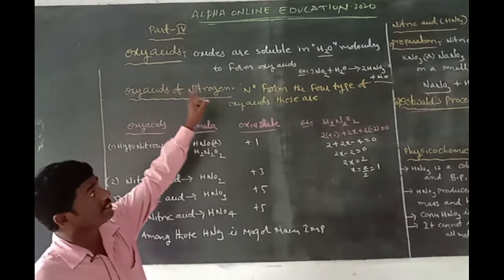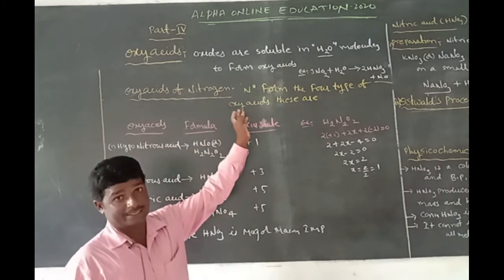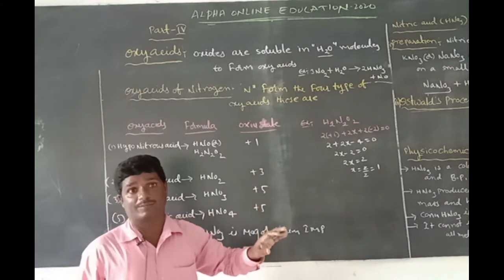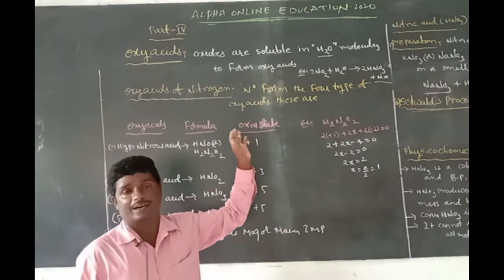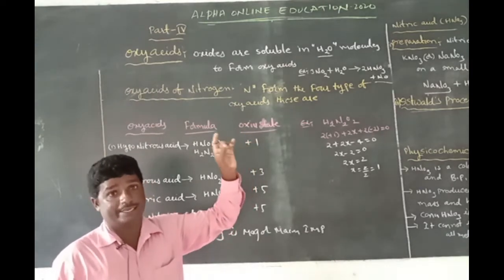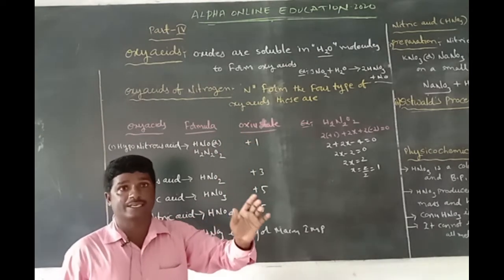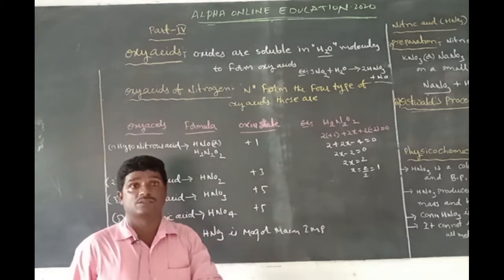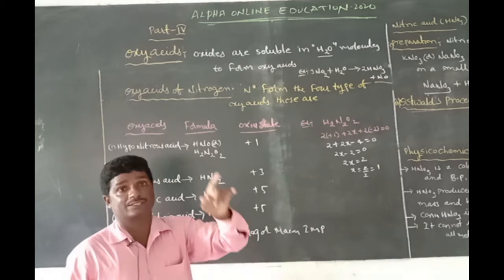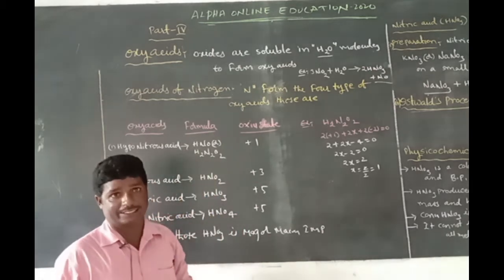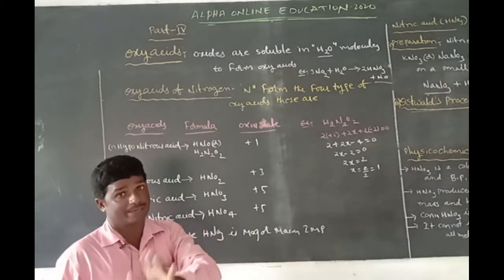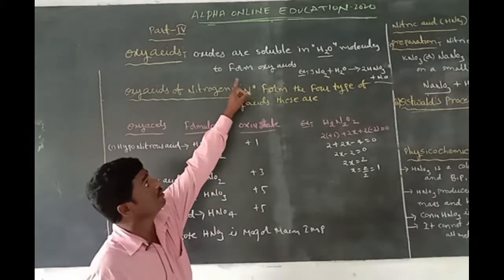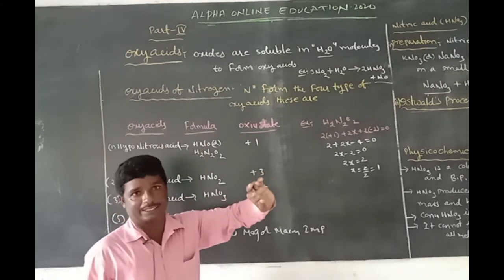Oxyacids are formed when oxides are dissolved in water. Any oxide, that is, a metal or non-metal combining with oxygen, whether a metal oxide or a non-metal oxide, dissolves in water to form an oxyacid.